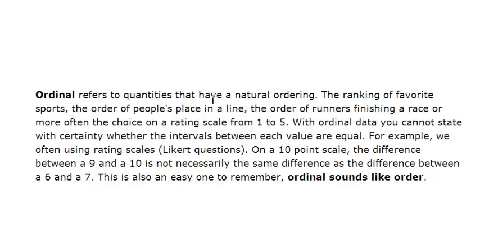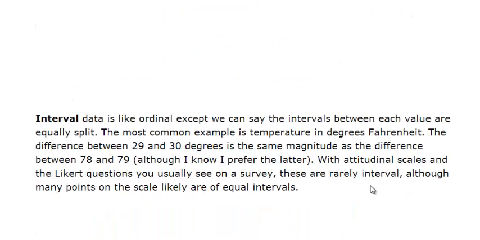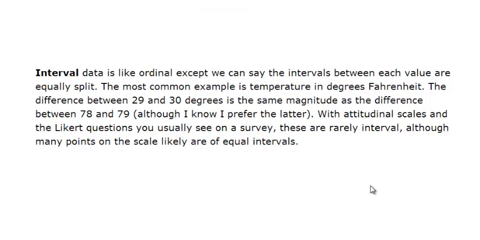Ordinal refers to quantities that have natural orderings. A ranking is an ordinal statistic. A rating scale of 1 to 10 is an ordinal statistic, something that implies an order to something. Interval statistic, the third one, that makes up the third of the 4 choices, is kind of like an ordinal statistic, except that there are regular intervals between each value.